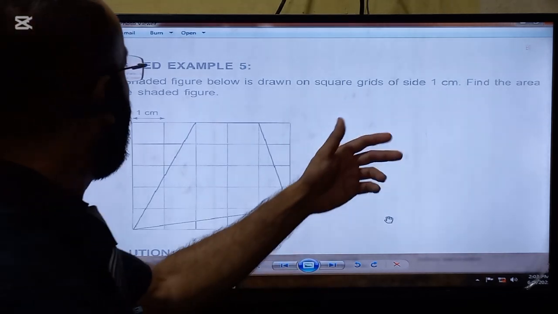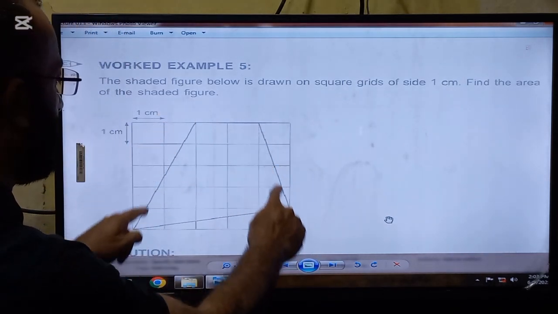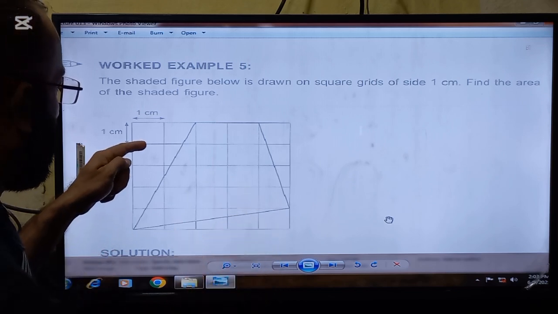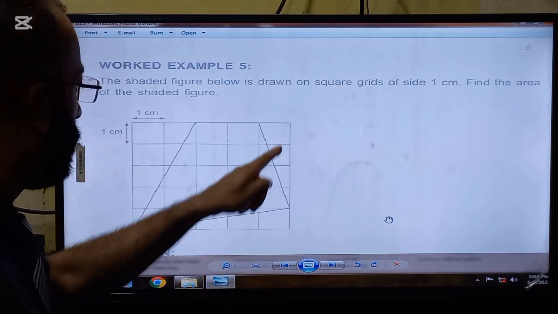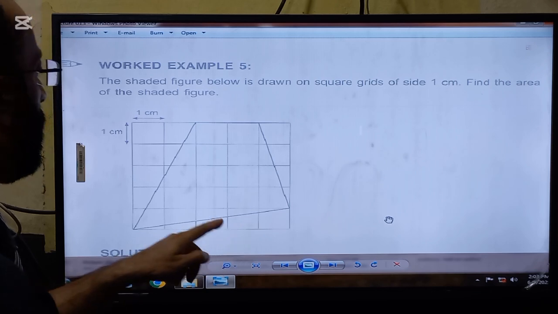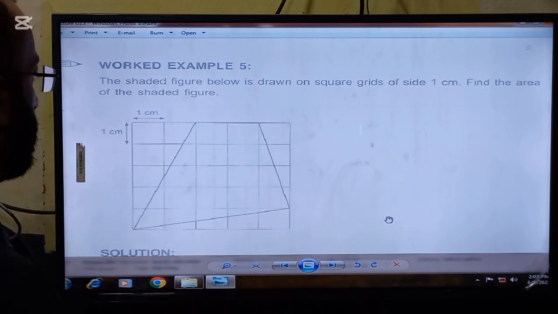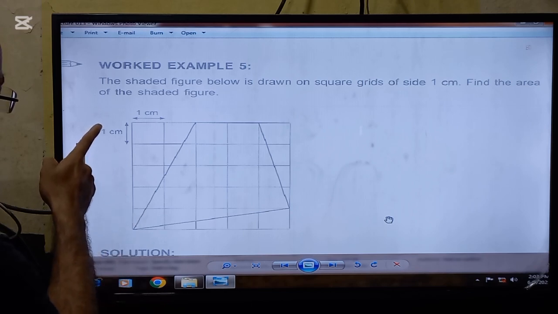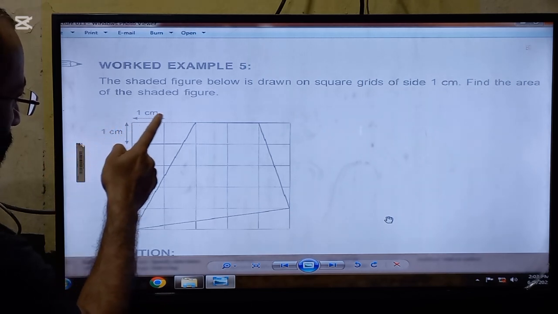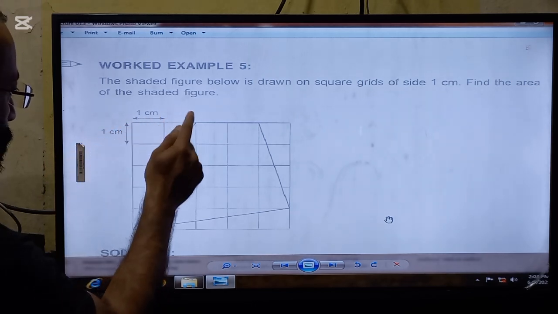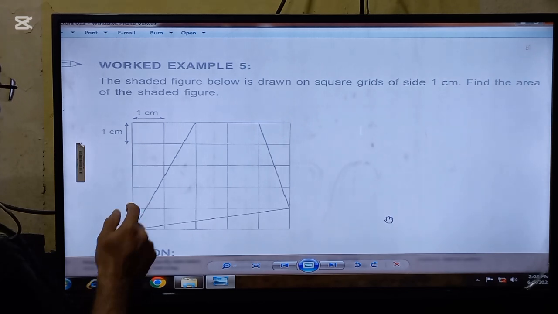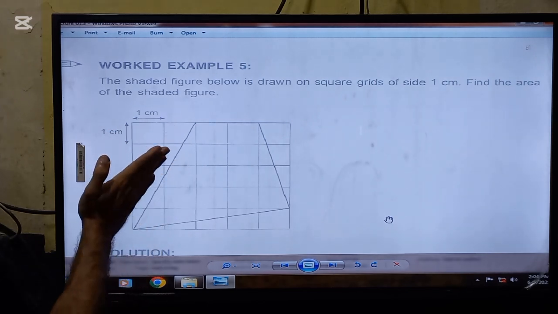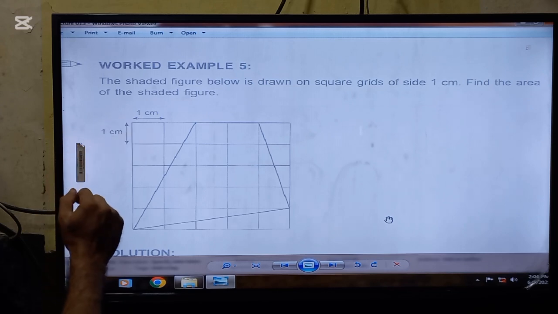To find the area of the shaded portion, that is the trapezium, we will subtract the areas of these three triangles from the area of the square. The area of this triangle is 1 by 2 into 2 into 5, which is the area of the triangle outside the trapezium.